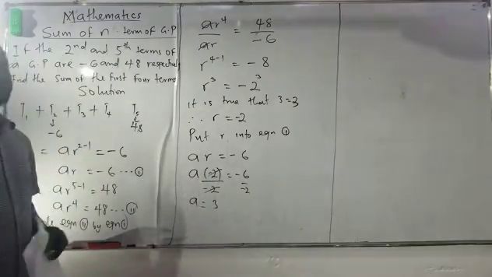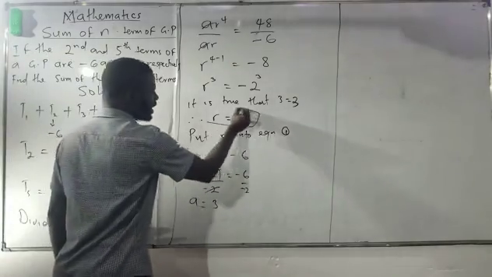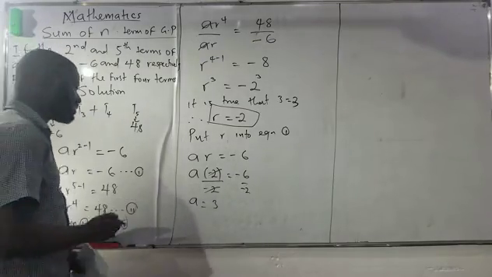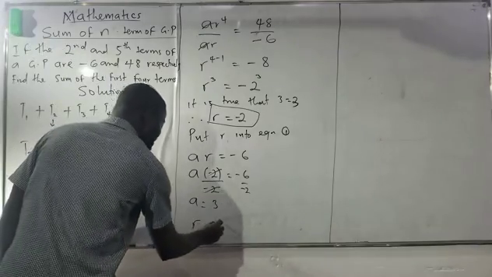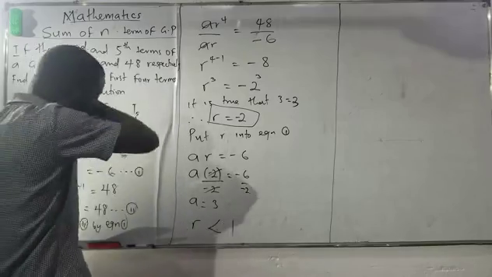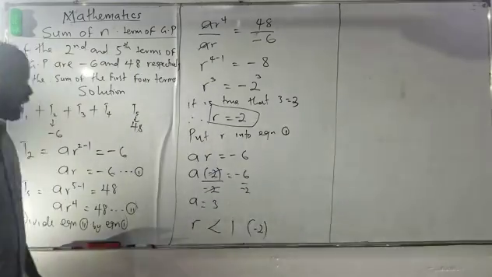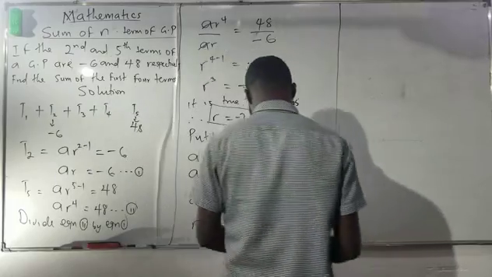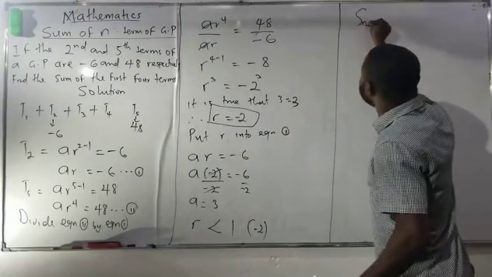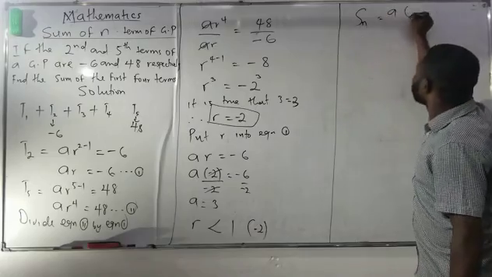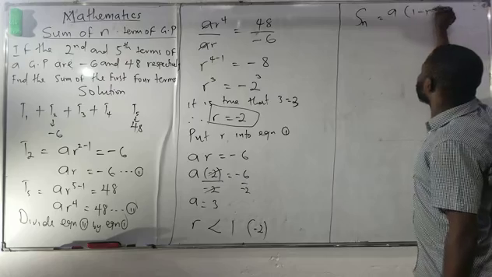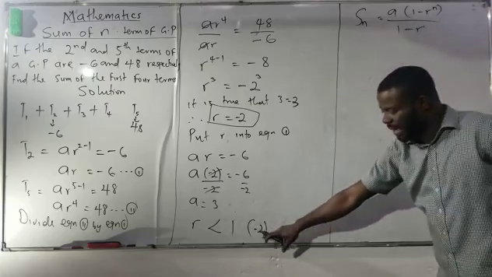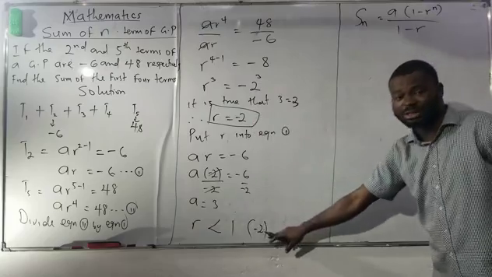Now, mind you, this is what you are using to take your step, because I've told you that if r is greater than 1 and if r is less than 1, but this time around my r is less than 1, which is minus 2 to be precise. If that is the case, it means I'm running to what? Sum of n equals to a bracket of 1 minus r raised to the power n divided by 1 minus r. That is because my r, which is my common ratio, is less than 1.